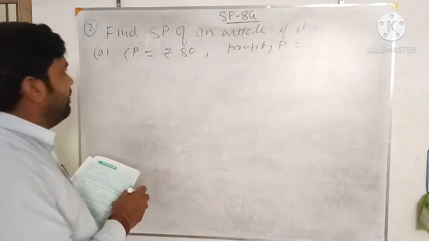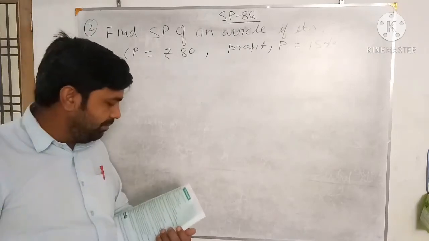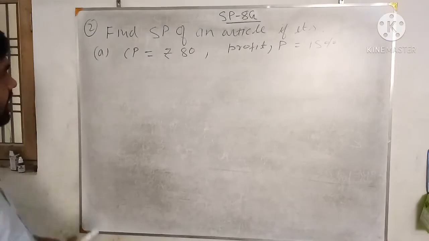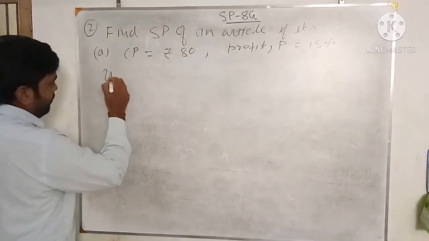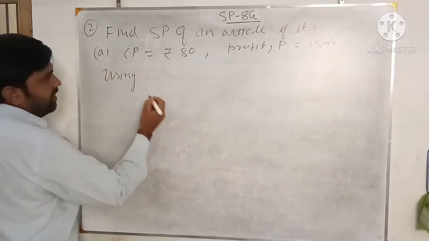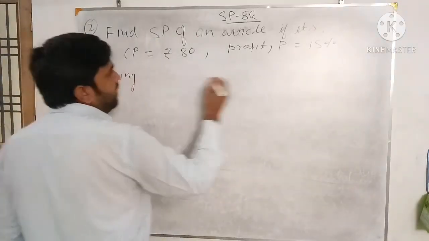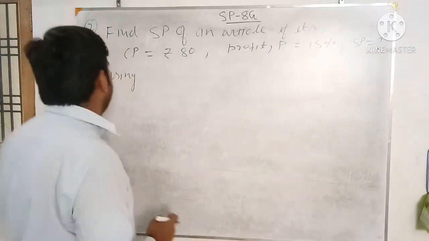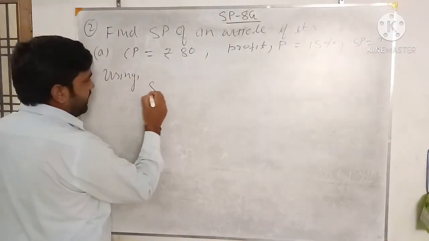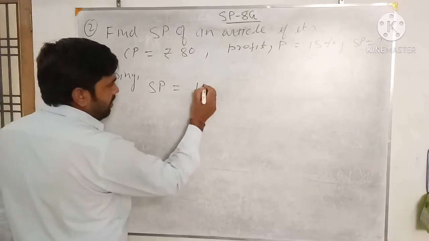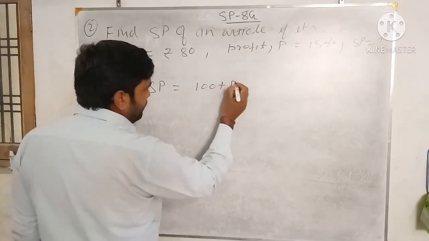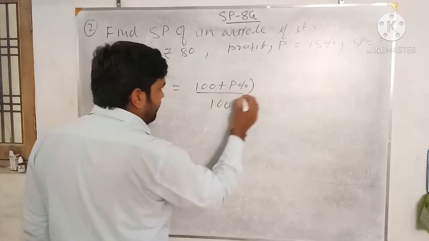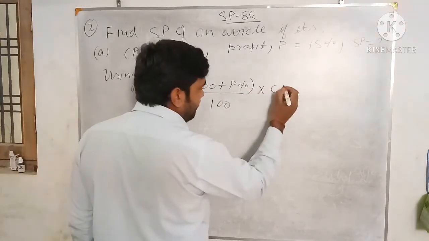Profit is indicated by the symbol P. Profit is given as 50% and we have to find the selling price, so we use the formula of selling price. Using the formula, SP equals selling price equals (100 plus profit percent) upon 100 into cost price.